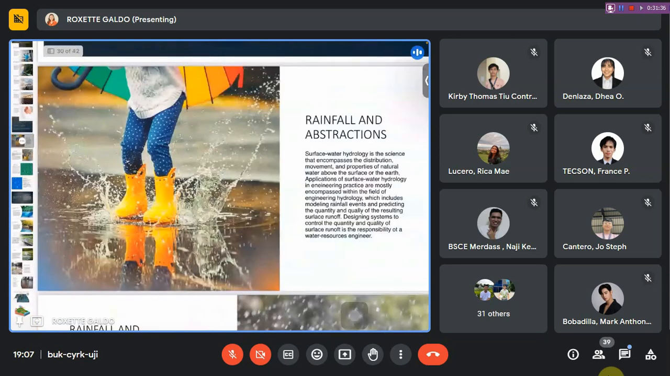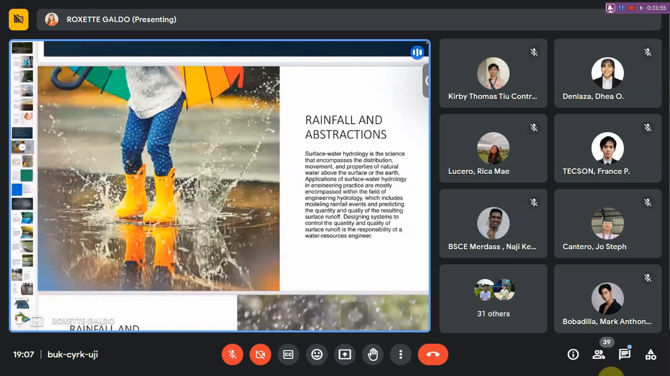So, surface water hydrology is the science that encompasses the distribution, movement, and properties of natural water on the surface of the earth. Applications of surface water hydrology in engineering practice are mostly encompassed within the field of engineering hydrology, which includes modeling rainfall events and predicting the quantity and quality of the resulting surface runoff.